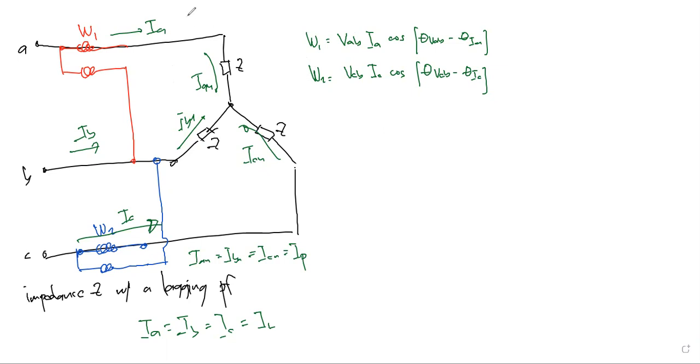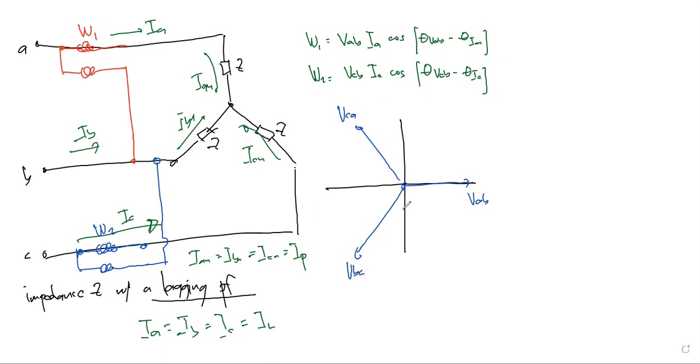If we try to plot now the phasors of the voltages and currents, assuming that we have a lagging power factor for the load, then we'll have the following phasors. For the voltages, we have here VAB, assuming a positive sequence, so VCA and VBC.